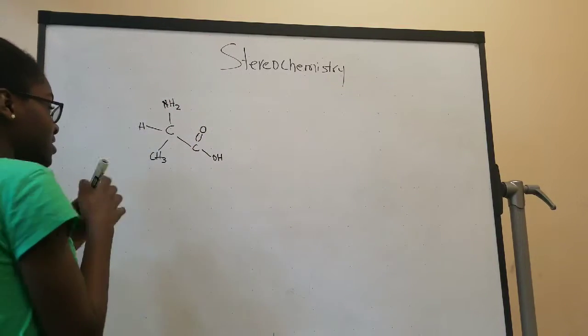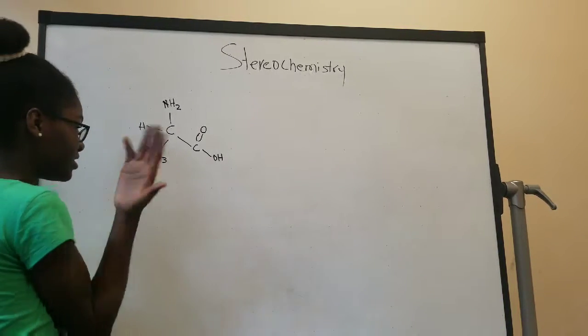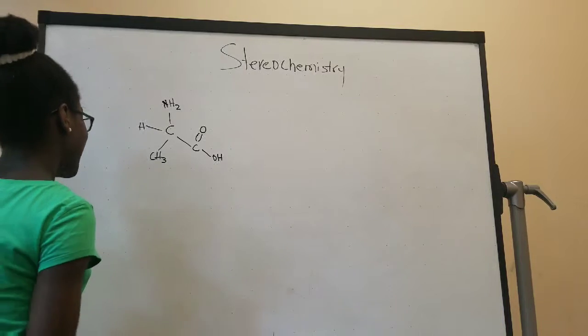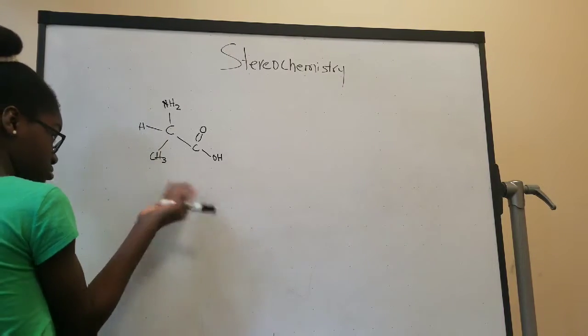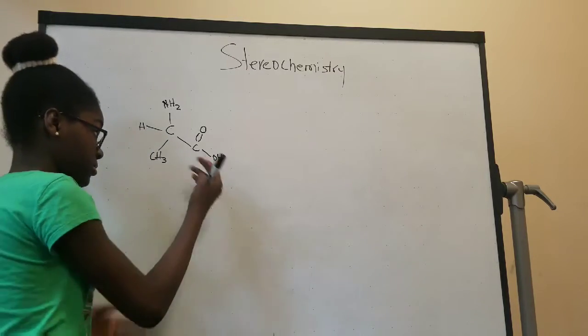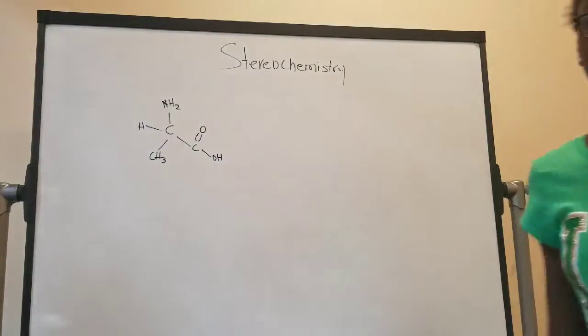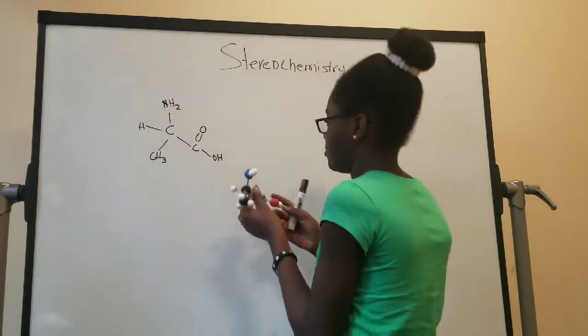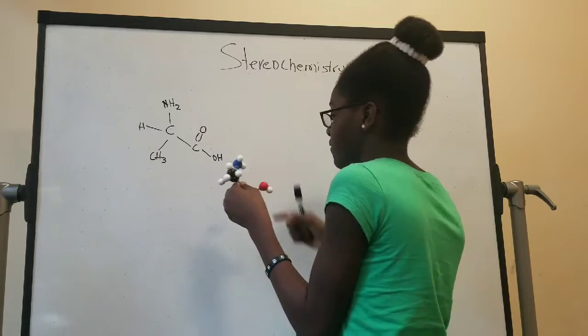So this is the structural formula of alanine, an amino acid. As you can see, this is the typical way you would draw a structural formula. You can't show this in space. However, this is the 3D structure of alanine.